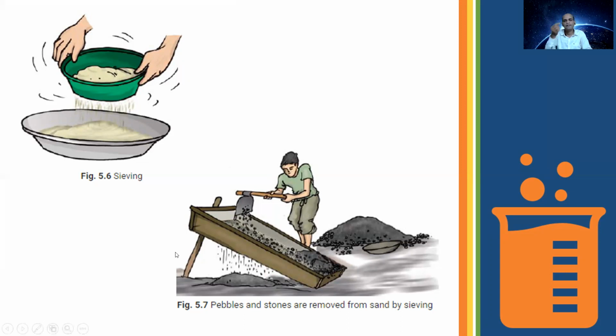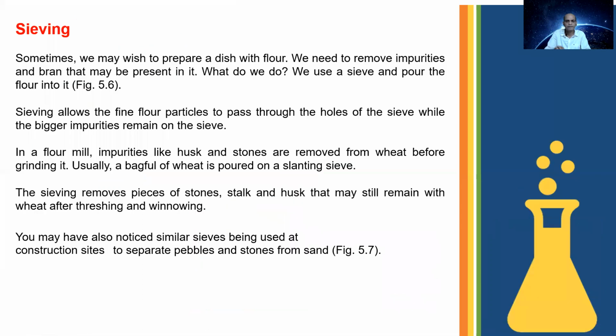During that process, small sand particles are collected at the lower part and the big particles are collected at the upper part. Those are being separated. So the process of separating the particles according to their size is called sieving. You see.